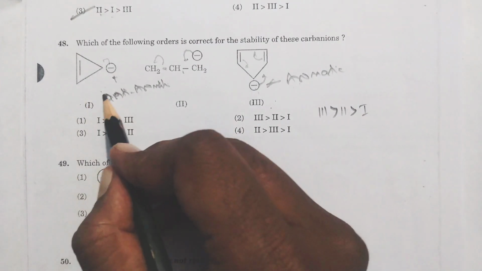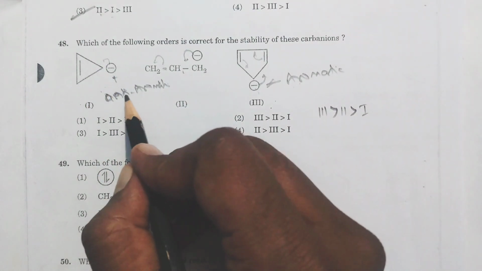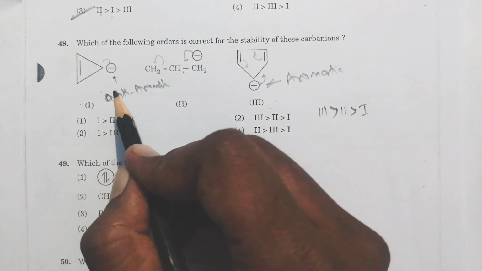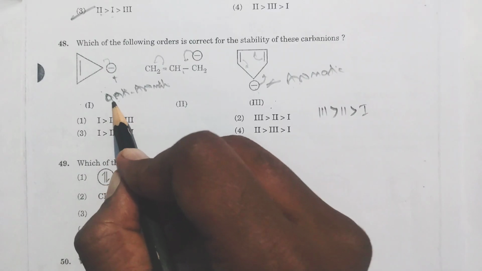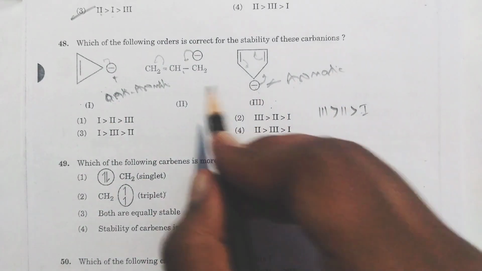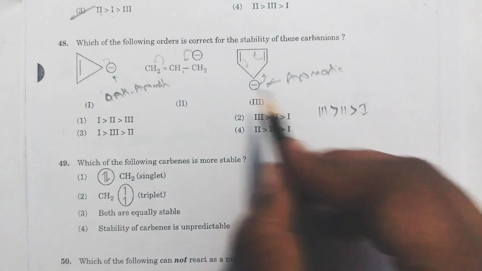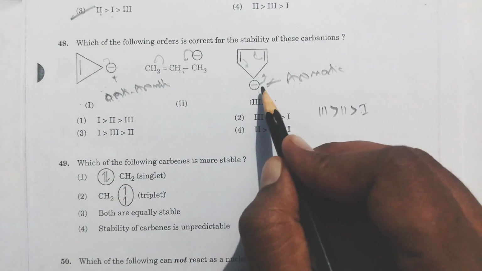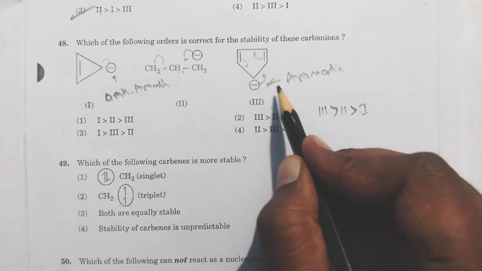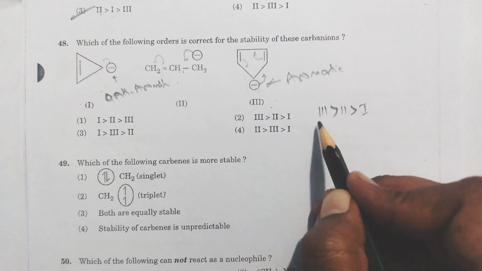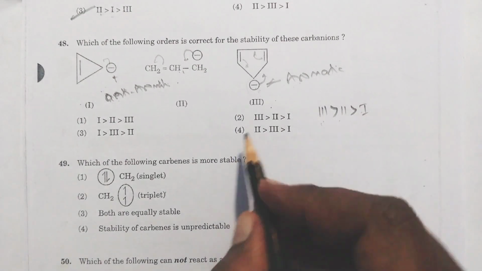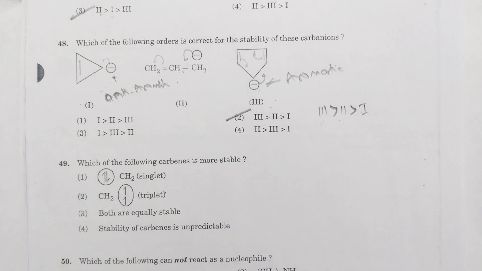1 is least stable because, due to the presence of this carbanion, it is anti-aromatic. Hence, it is less stable. Then there is a conjugation, so it is more stable than this, and this is more stable than that because due to the presence of this, it is getting the aromaticity. Hence 3, 2, 1. Option 2 is correct.